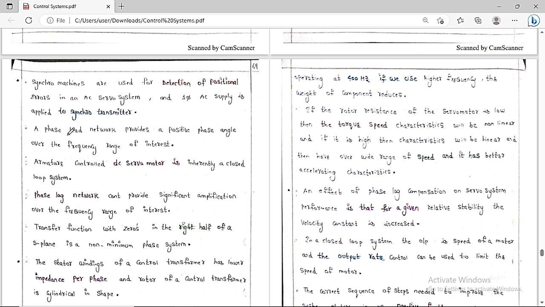So finally, I can say that synchro machines are used for detection of the positional errors in the case of AC servo system, whereas a single phase AC supply is applied to the synchro transmitter.